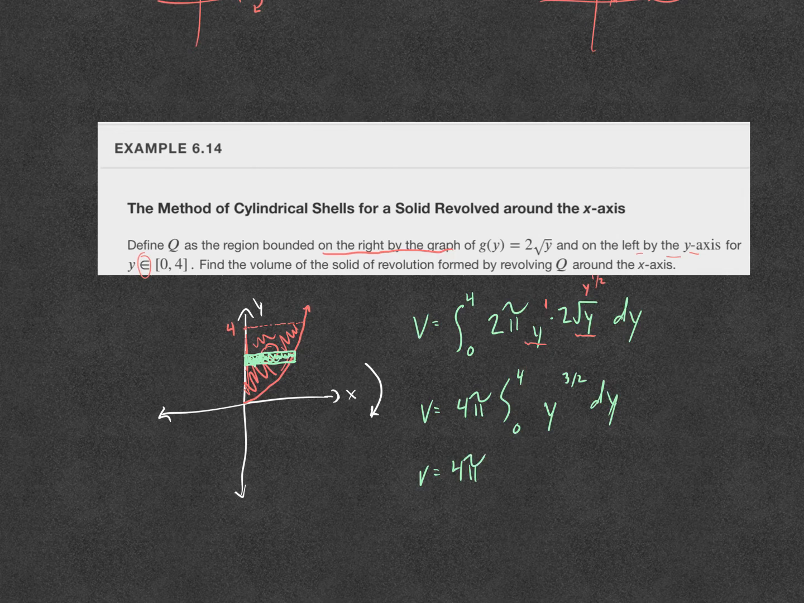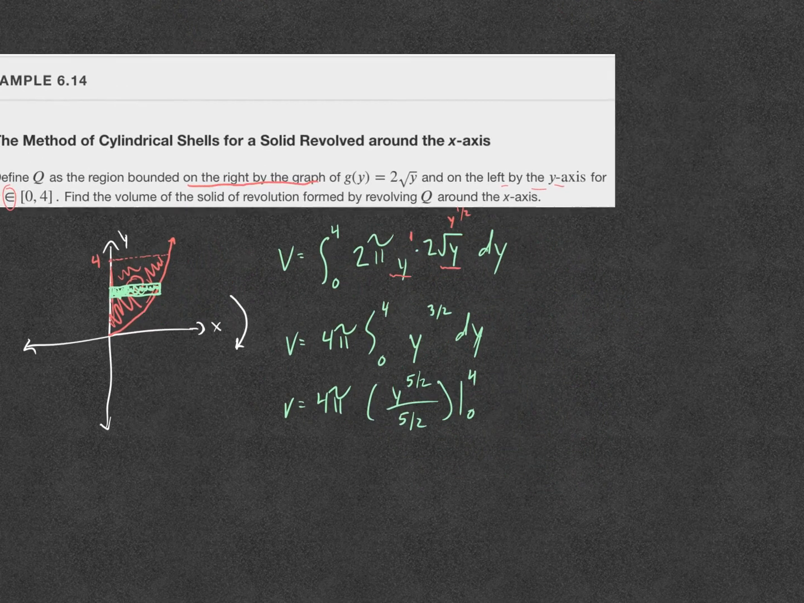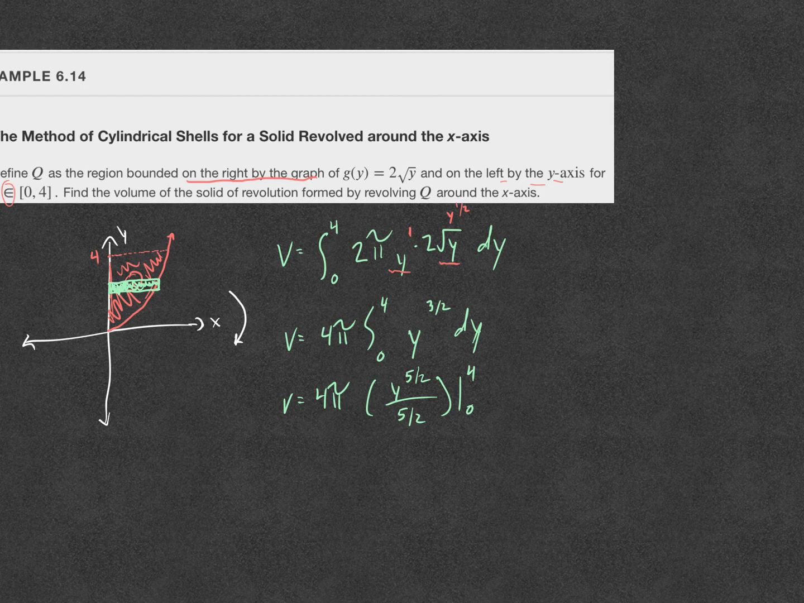So we can take our antiderivative next, 4 pi. I'm not going to write the integral sign anymore. This is y to the 3/2 plus 1 is 5/2, over 5/2, and that gets evaluated from 0 up to 4. Let's see. I want to simplify, and then I'll plug in my bounds. The 5/2 flips up when I take it out of the denominator. So 4 pi times 2/5 times y to the 5/2, and then bounds are from 0 to 4.